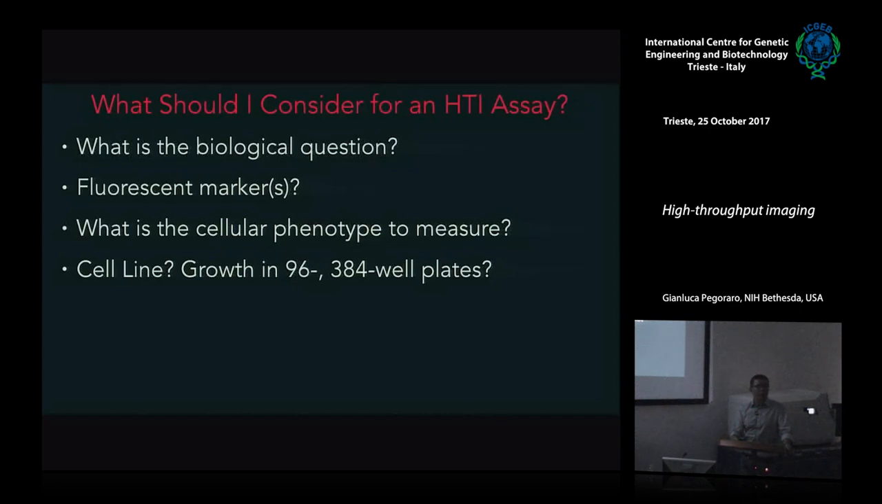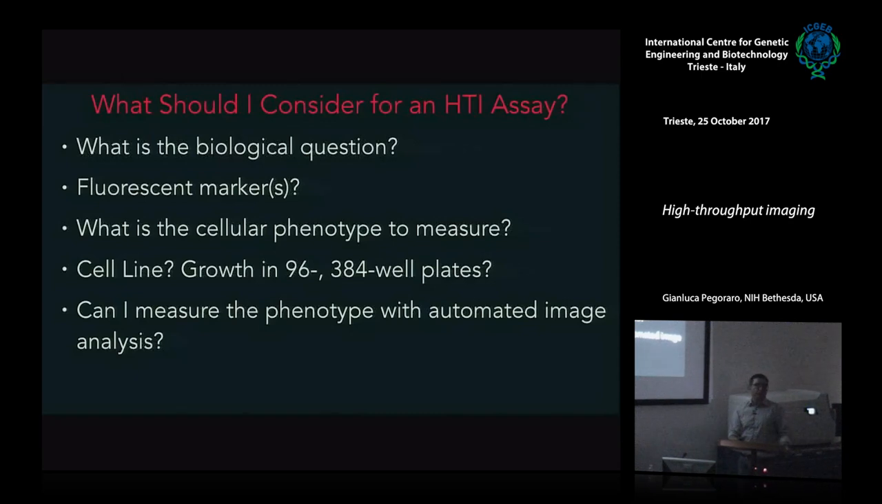Can my cell line grow attached, or adherent? This is not absolutely necessary, but it's usually a desirable property. Can it grow in 96 or 384 well plates, or even 1536 well plates? Strange things happen in miniaturized formats.